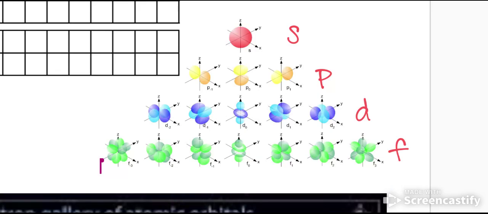Okay, now each of these probability maps has the potential to hold 2 electrons. So what hopefully you're noticing is your S is going to have the smallest capacity at just 2 electrons. The P has 3 options, so we have a total of 6 available. The D has 5, so we can get up to 10. And then the F has 7, so we can get up to 14 electrons, okay?